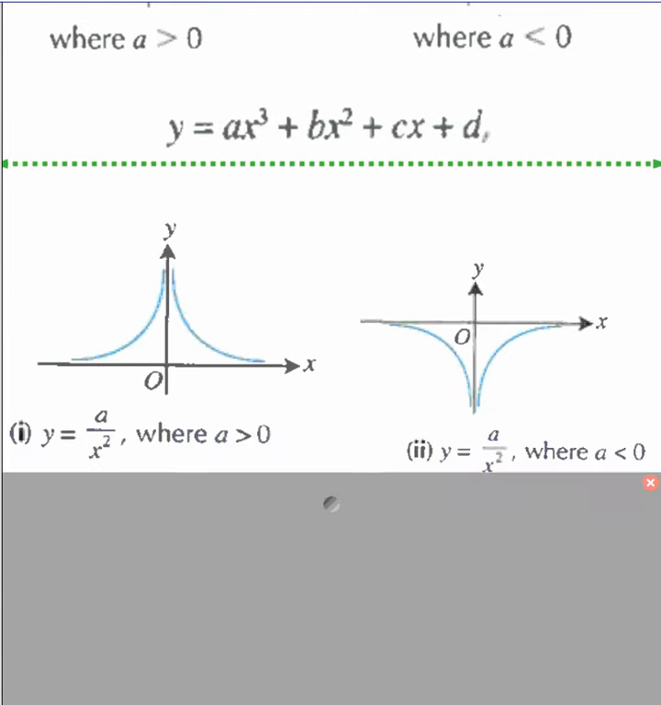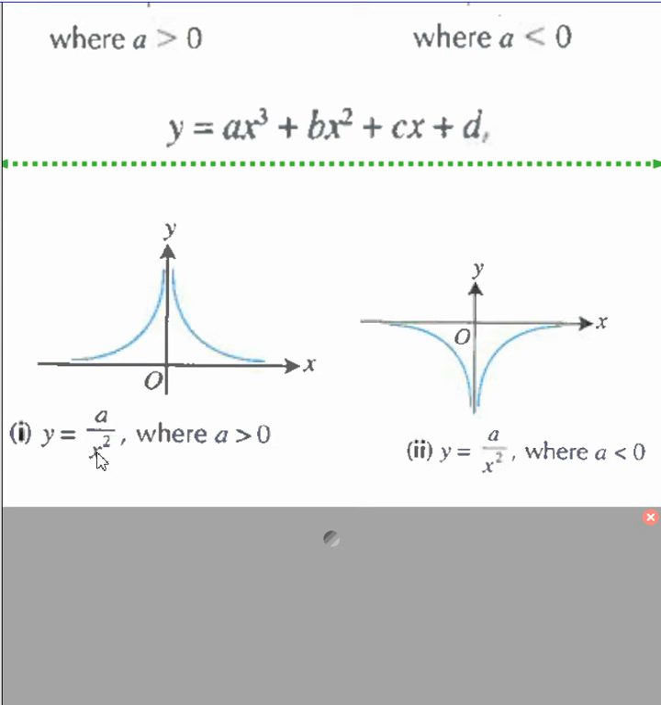Now there are types of question in which your x square is in the denominator, right? And the numerator has a constant. If that constant is positive, greater than 0, then the sketch will be like this. Please remember, this graph will not touch the y-axis at all. This is an asymptote here. And if your a is negative and x square is in the denominator, then the shape of the graph will be like this.